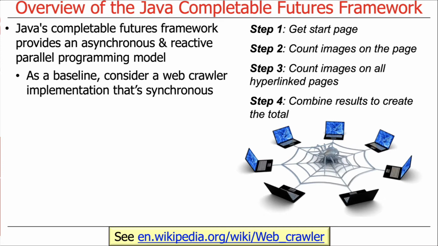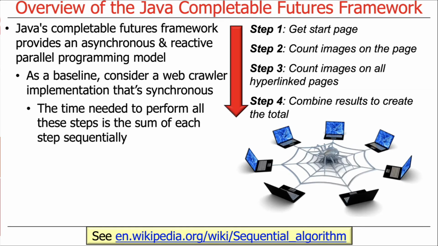As a baseline to make the discussion more concrete, let's consider a web crawler implementation that's synchronous. This is very much like what you did for one of your first assignments, which was the synchronous streams version of the web crawler. So if you think about what it's going to do, you start by getting the start page, the intro HTML page, or the root of all the other pages you're going to traverse. You then, in the next step, count the number of images on that page. Then you count the number of images on all pages reachable from that page. In other words, all the hyperlinks, you traverse those recursively. And then finally, the last step, step number 4, you're going to combine all the results together to create the total. Okay, pretty straightforward, very much like what you've done so far.